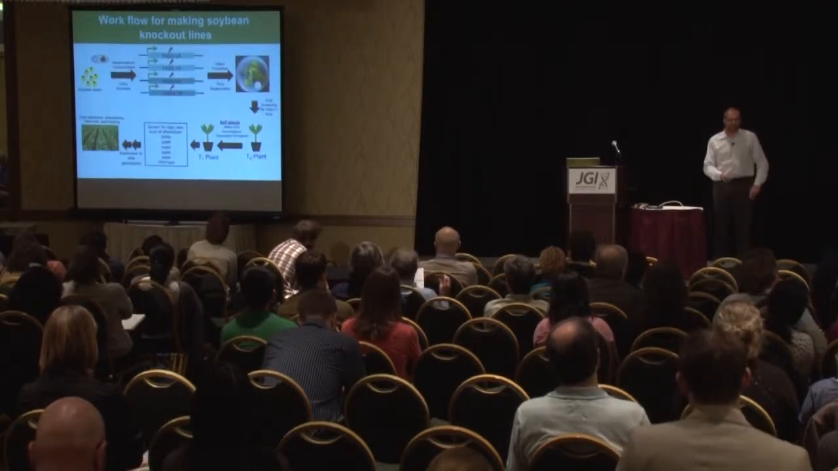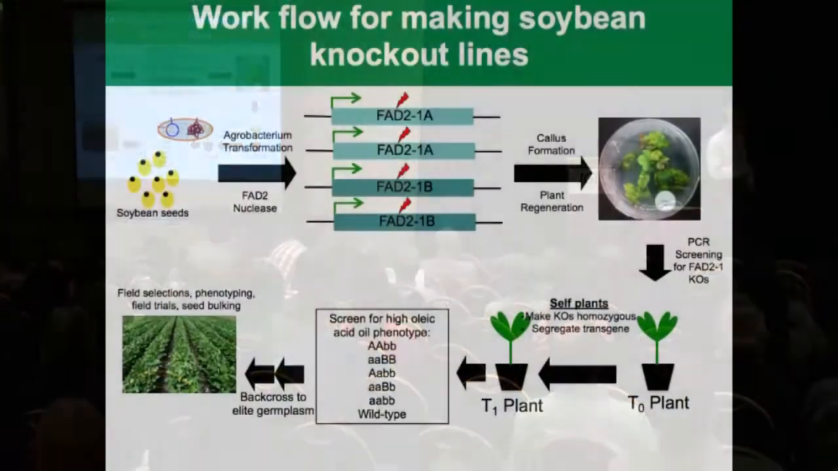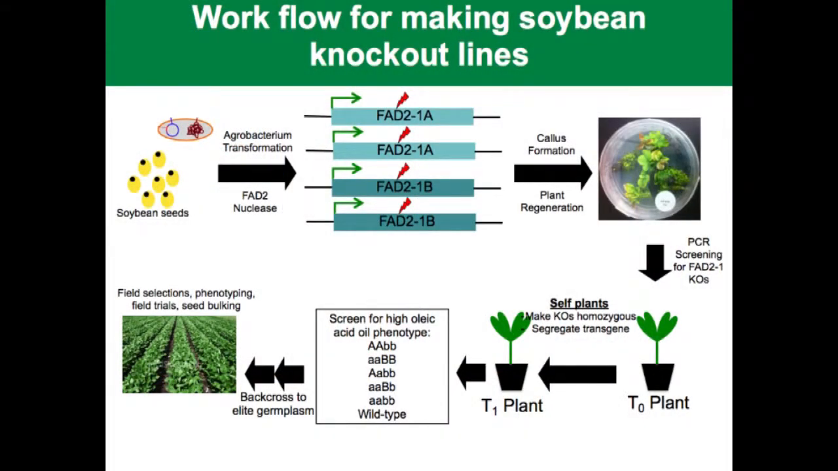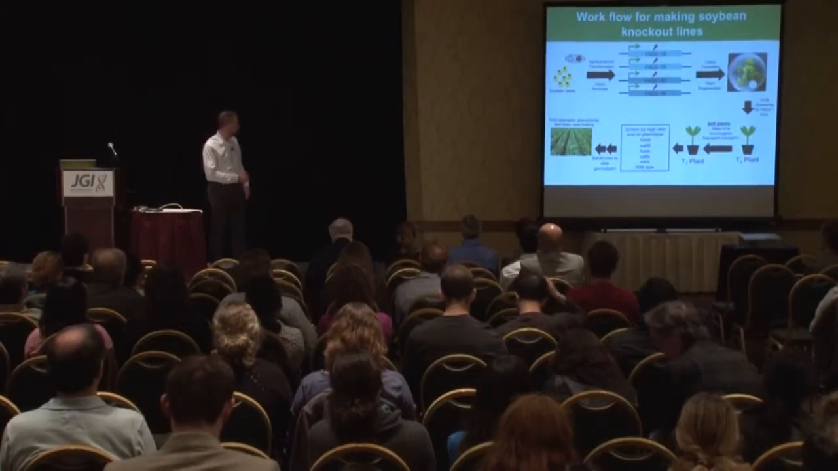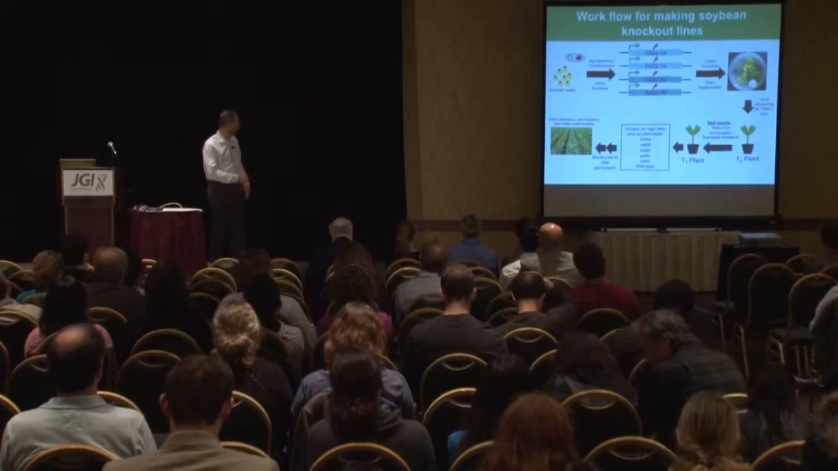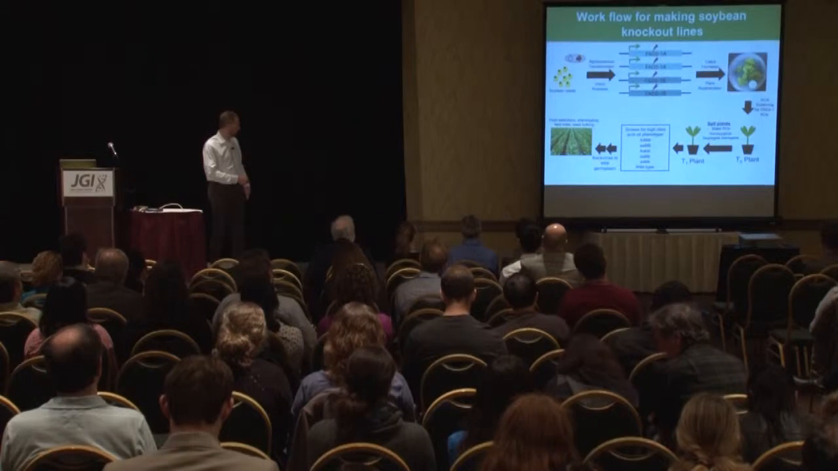So we then introduced these TALENs. We transformed them stably into soybean. And again, we had four targets, the two alleles each of 1A and 1B. We regenerated soybean plants that carried the TALEN, and we anticipated that as those plants grew up, the TALEN would find the targets, mutagenize them, and then we could recover plants that had mutants either in B, A, or in both genes.